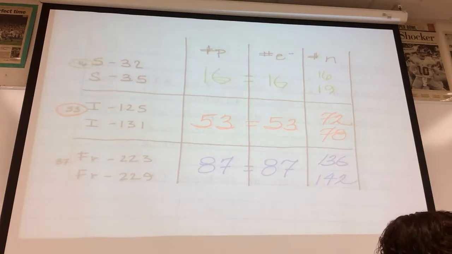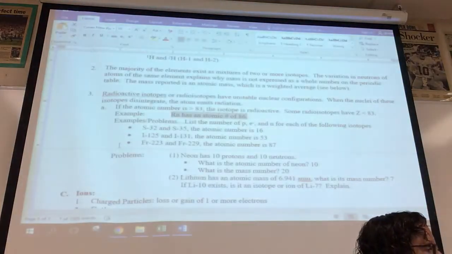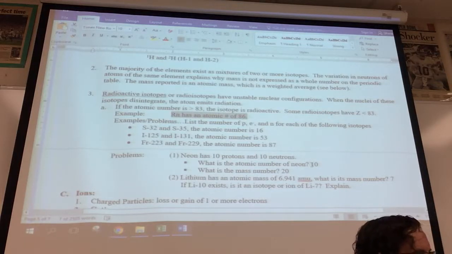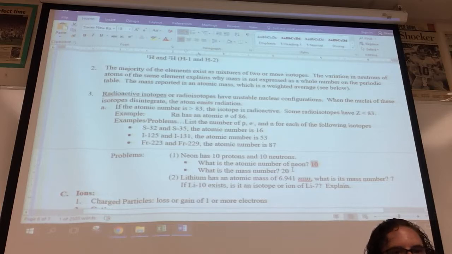In the next set of problems, maybe I wrote your quiz like this. I just wanted you to be exposed to everything so that the quiz is easy for you. I think I mistakenly left the answers in there. I'm sorry, but we'll talk about how to get it. It says neon has 10 protons and 10 neutrons. What's the atomic number of neon? Why is it 10? Atomic number is the amount of protons. You got it. Atomic number is always equal to the number of protons.